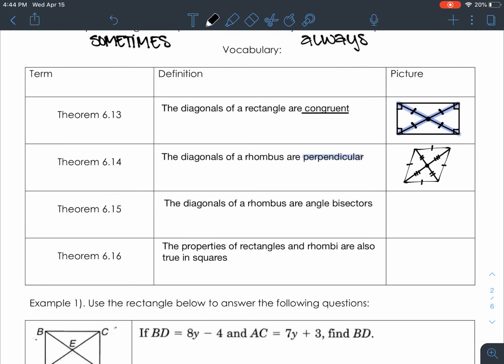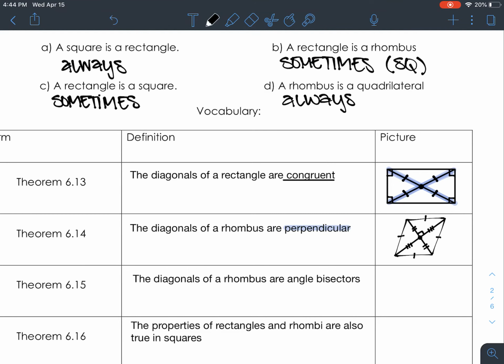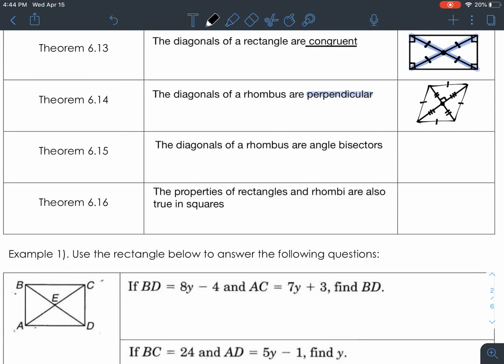But what we know about the diagonals of a rhombus is that they're perpendicular. That means all four of these angles in the middle have to be right angles. They're intersecting at a right angle. Now, the next thing we know about the diagonals of a rhombus is that they are also angle bisectors.